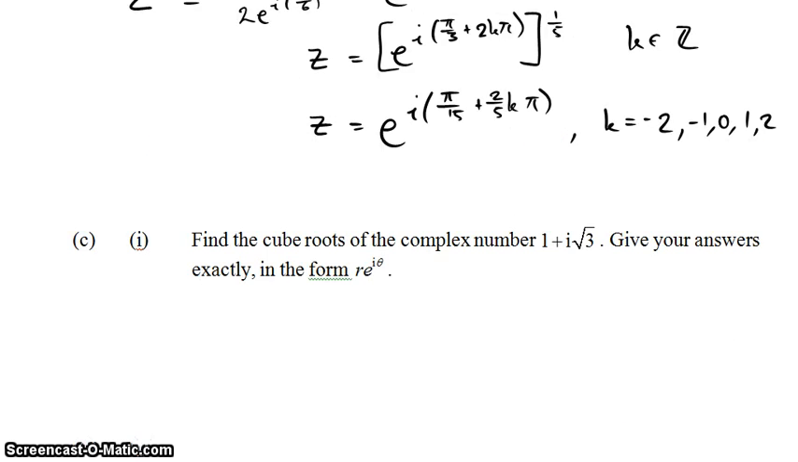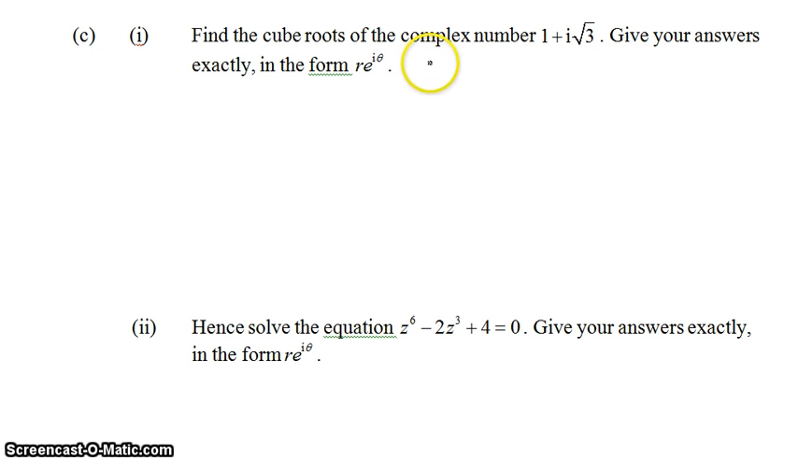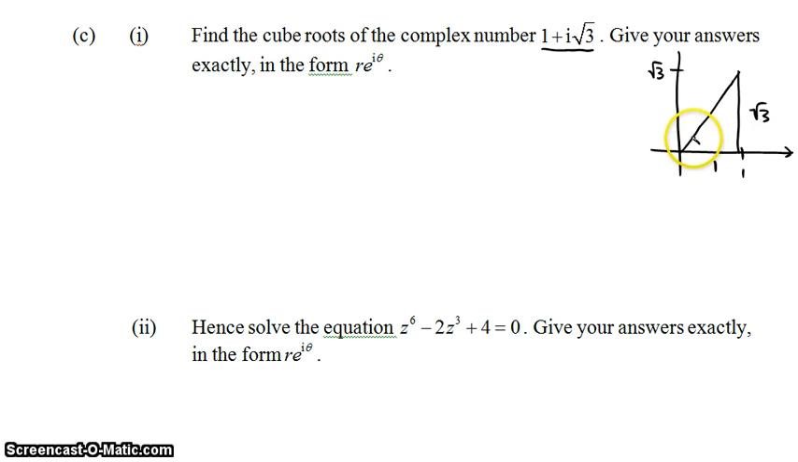So C part 1, find the cube roots of the complex number 1 plus i root 3, giving your answer exactly in the form re to the i theta. So again, we look at this number, 1 plus i root 3. Well, what does that look like on our Argand diagram? Again, we know this is in the first quadrant because both terms are positive. This is 1. This would be i root 3. So again, you can see I've got a triangle here of length 1, length root 3. This would just be pi upon 3 because it's the bigger angle now.